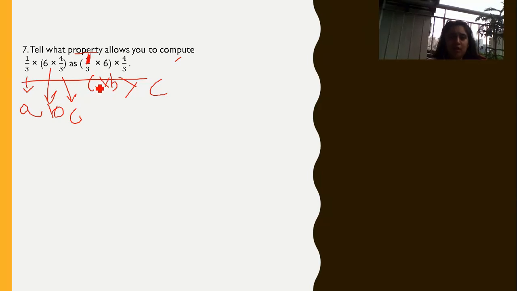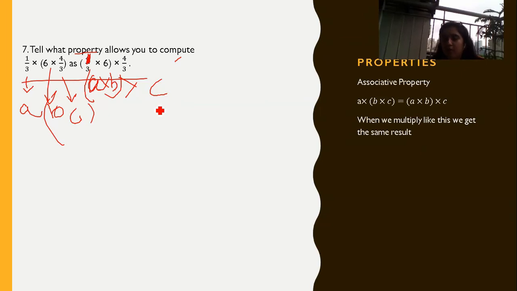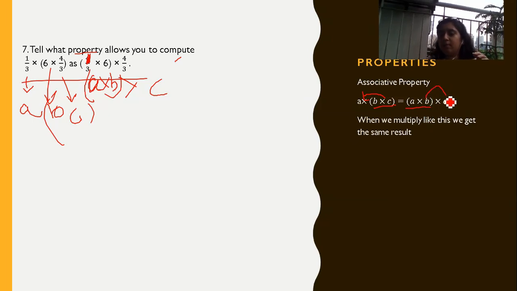This is 1 upon 3. So it's 1 upon 3 of a, b and c in the bracket. If you remember the property, that is the associative property. What the associative property says is that if you have three rational numbers, suppose a, b and c, then if you multiply first b and c, and multiply that answer by a on the left hand side, and on the right hand side you multiply a by b first, and multiply that answer by c, on both sides you will get the same result.